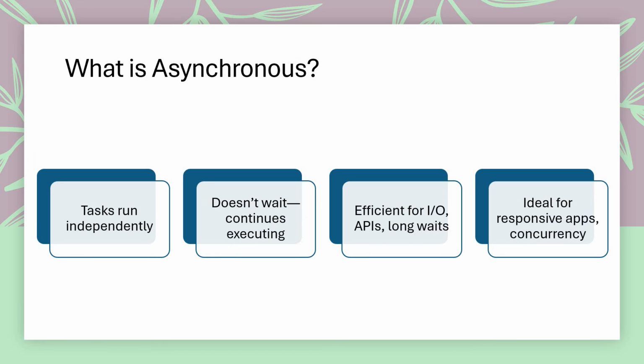Let's get to the next one. What is asynchronous? Now, the asynchronous type is designed for efficiency and responsiveness. Here, tasks can run independently without waiting for others to finish. The code moves ahead while some tasks are still pending. This is incredibly useful for things like API calls, database queries, or file I/O, where waiting would waste resources. Asynchronous programming is ideal when you want a snappy, non-blocking app, like real-time systems or web apps.